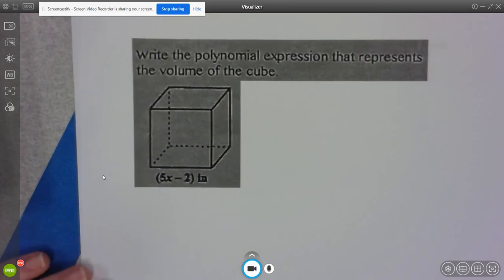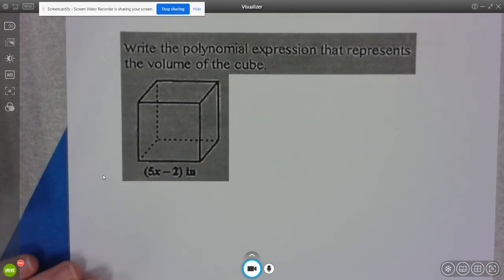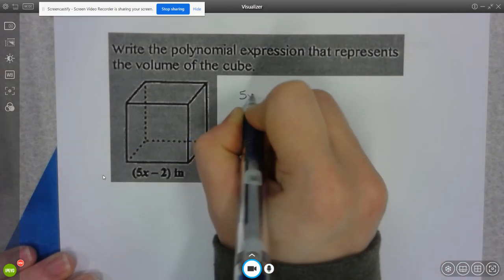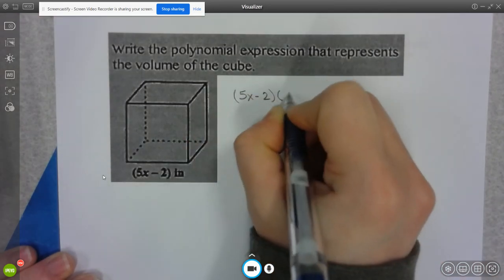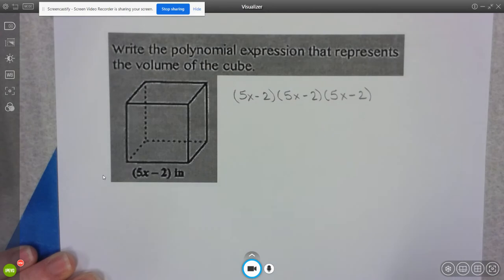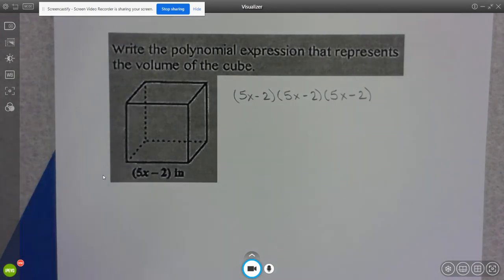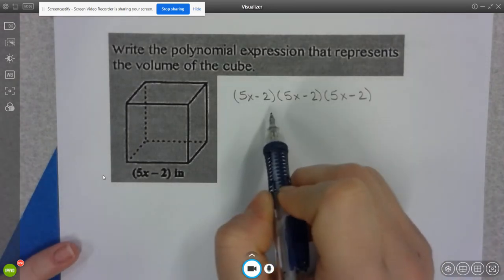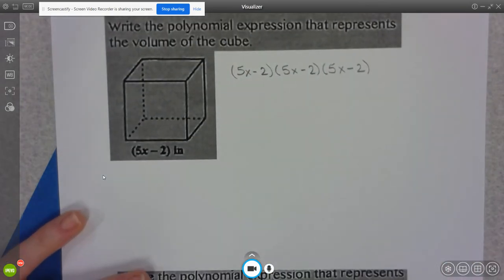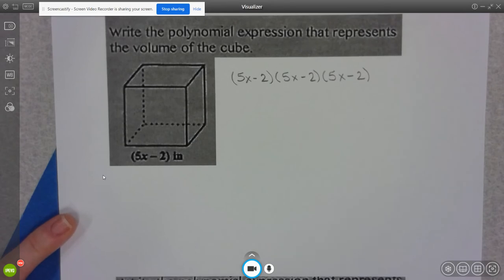So the next one we're going to look at, we have a polynomial expression that represents the volume of the cube. So I'm doing length times width times height. So I have 5x minus 2 times 5x minus 2 times 5x minus 2. Now you can do the box method in this case, or you can do double distribution with 2 of these and then distribute with the third one. I'm going to do double distribution the first time, and then the second time I'll do the box method just so you can see both options.